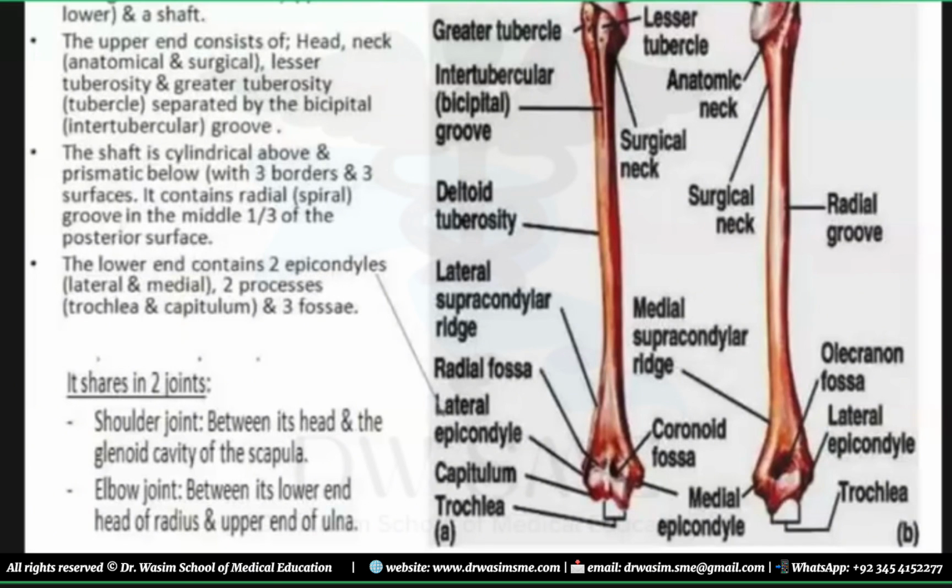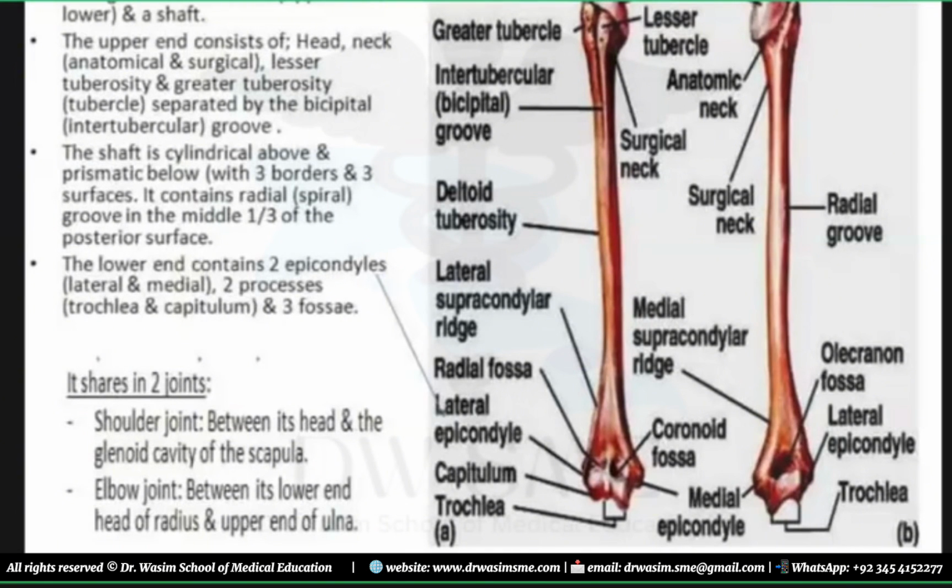I have explained the insertions of the greater as well as lesser tubercle. Around the surgical neck, we have the posterior circumflex humeral artery and the axillary nerve. In the intertubercular or the bicipital groove, the long head tendon of the bicep runs through that. And then we have the deltoid tuberosity. Now, deltoid tuberosity, which is a midpoint of the shaft of the humerus, we have the insertion of the deltoid muscle. Then, on the posterior aspect of the shaft, we have radial groove.